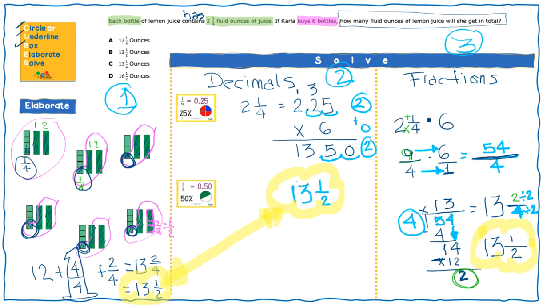So use the method that is more easy for you, or if you want to challenge yourself, you can try the 3 different ways. Awesome, guys.